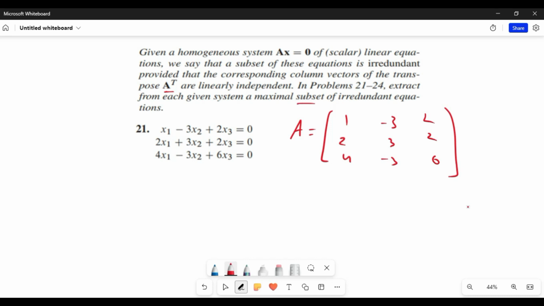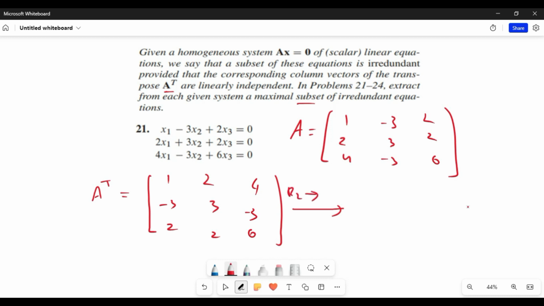Okay, so we need to check whether the transpose A power t is linearly independent. So let's take the A transpose matrix here and reduce it into row echelon form. 1 minus 3 2, 2 3 2, 4 minus 3 6. This is what we are going to reduce. So write the formula. Already the leading element in the first row is 1. Formula for row 2 will be row 2 plus 3 times row 1. Okay, using these numbers we will write the 4.